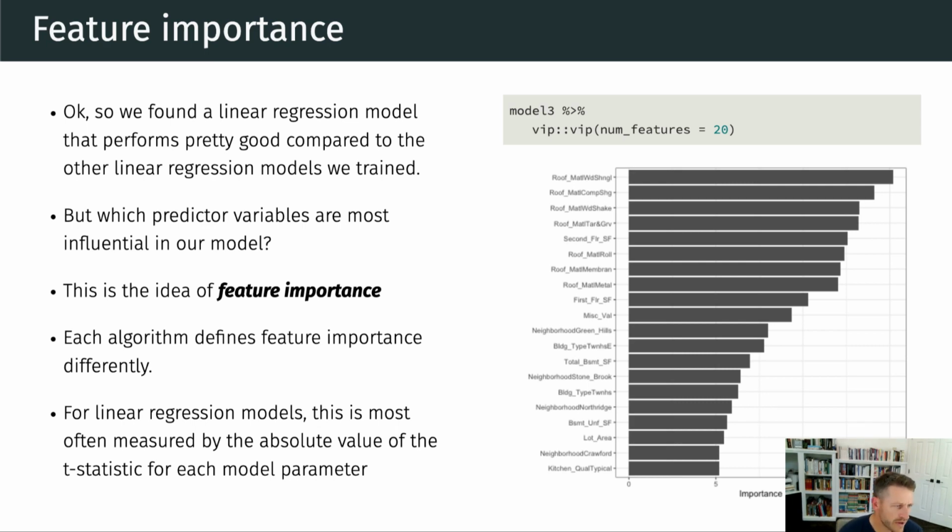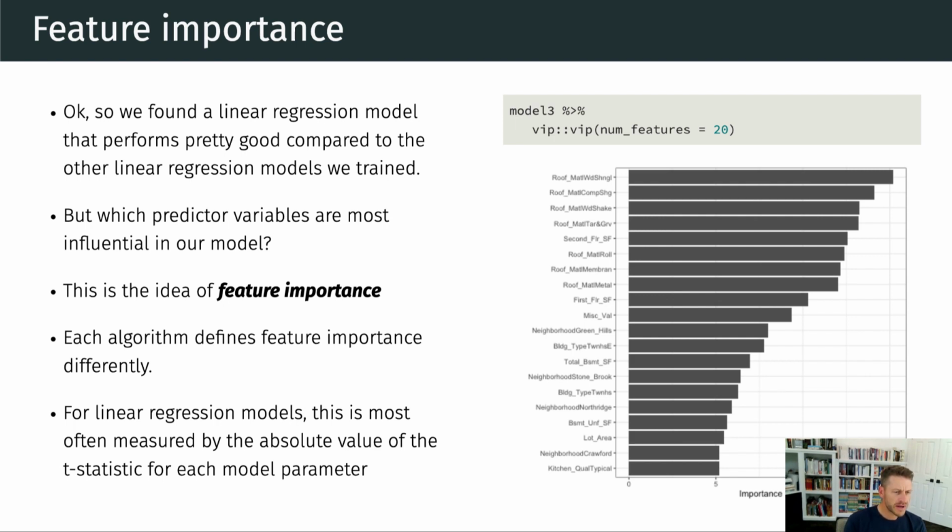Okay, so we have found a linear regression model that performs pretty decent. We saw a pretty big decrease in the generalization error, which is a good thing. But often, once we've had a model, a very common question is, well, which predictor variables are most important or most influential in our model? And that can be a very difficult thing to answer.